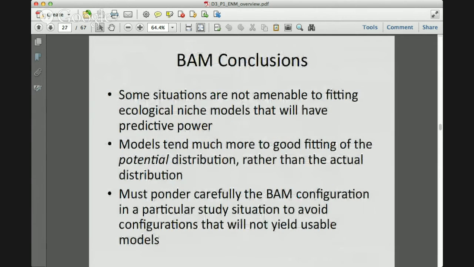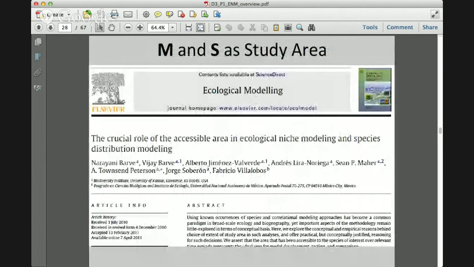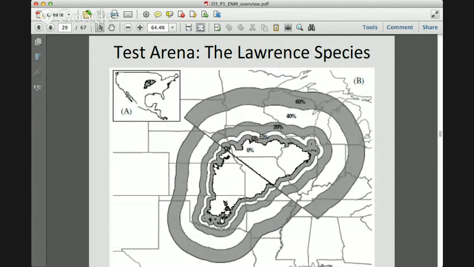Let's go on to kind of a next step on this. Here's a paper by Barve et al. And this is a very crucial paper because it talks about what should be your area of analysis. And again, we created a species, just kind of an imaginary species to be able to do these tests. And it has the distribution. Its A is this white area in the middle of this diagram. And then we explored different calibration areas that were bigger and bigger around it. And so we call those 0%, 5%, 10%, 20%, 40%, 60%, and the whole area.